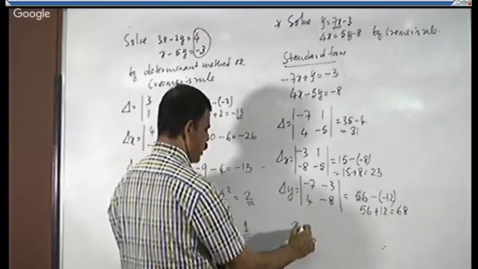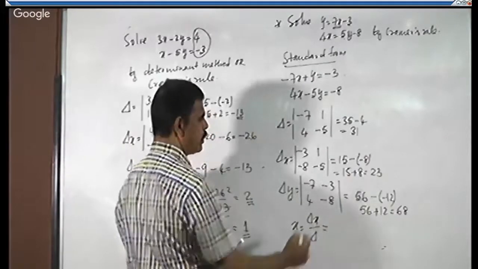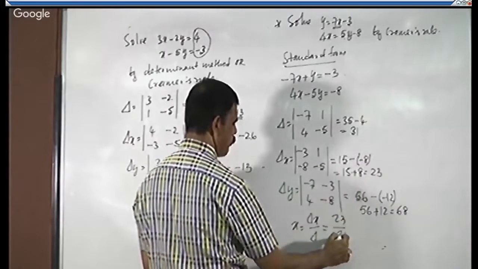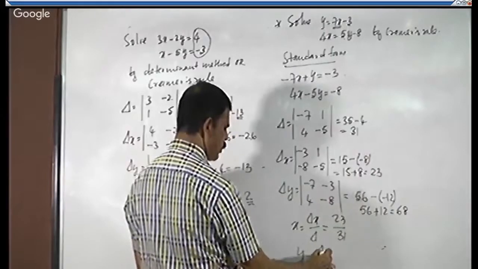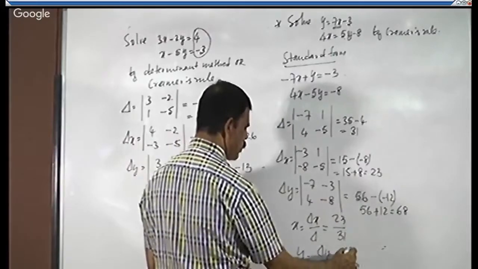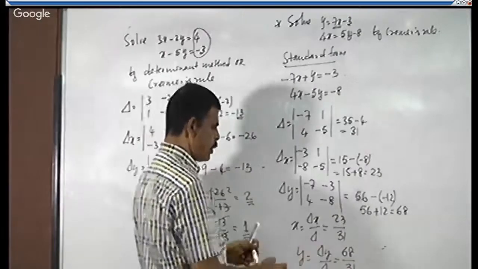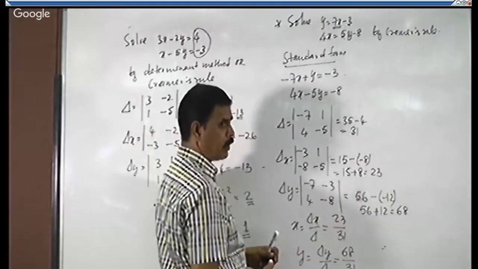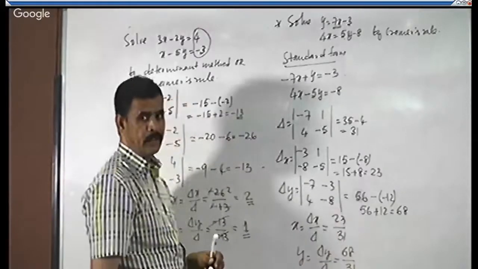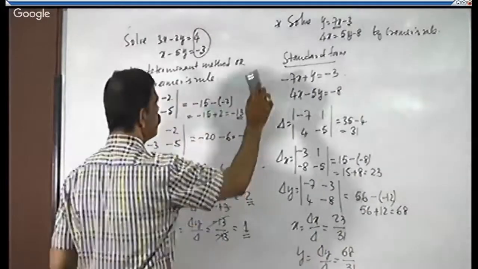Then get x. x is equal to delta x divided by delta. What is delta x? Delta x is equal to 23 divided by 31. y is equal to delta y divided by delta. What is delta y? It is 68 divided by 31. So here both numerator and denominator cannot be cancelled with a common number. Then you keep it as it is. This is solving simultaneous equations of two unknowns, right?